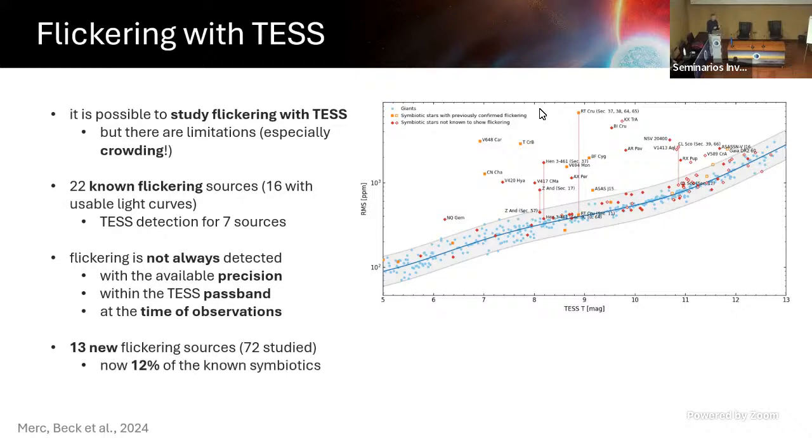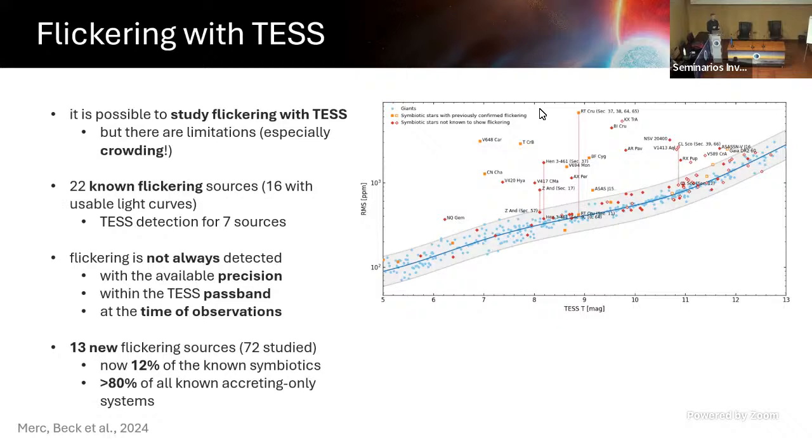So 13 plus 22 is 35. So it makes now 12% of the known symbiotic stars. So we have flickering detection for 12% of symbiotic stars. Pretty small fraction, but actually it's a very interesting result from that point of view, that now we have detection for more than 80% of known accreting-only symbiotic stars.